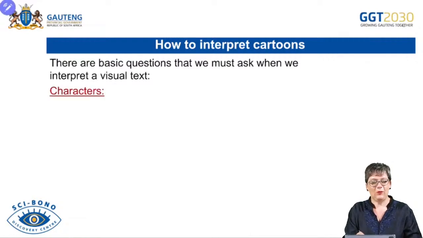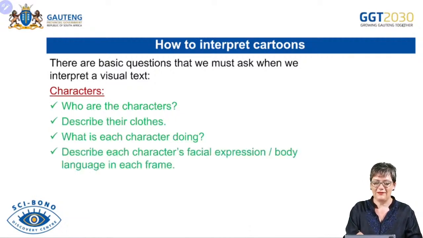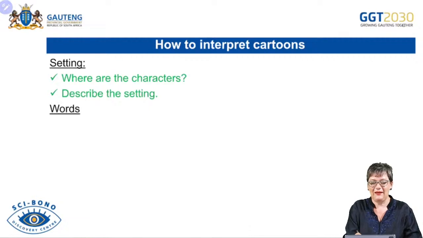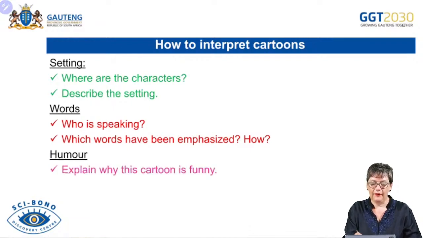Now, there's a few basic questions, and I'm just quickly going to run over them because we've covered most of them. So if you are at home and you want to practice this, start with your characters. What are they doing? Look at their clothes. Who are they? Describe their expressions. Look at the setting. Where are they? What are they doing? Describe the setting. Now, look at the words. Who's speaking? How do they emphasize the words? And very important, why is this cartoon so funny?